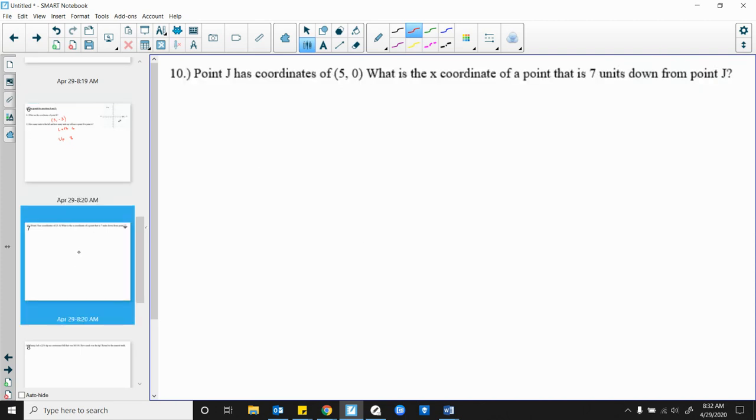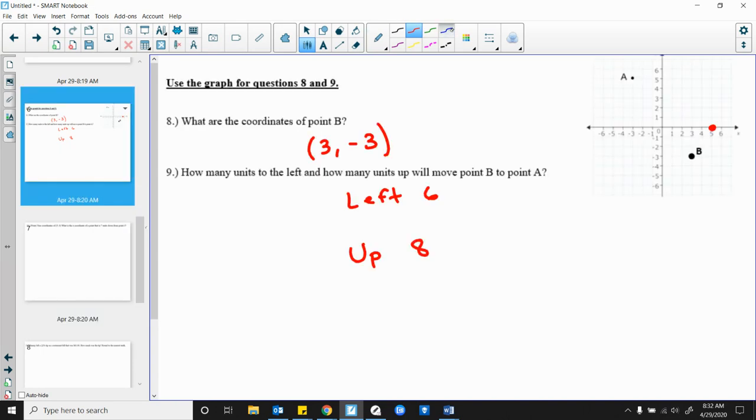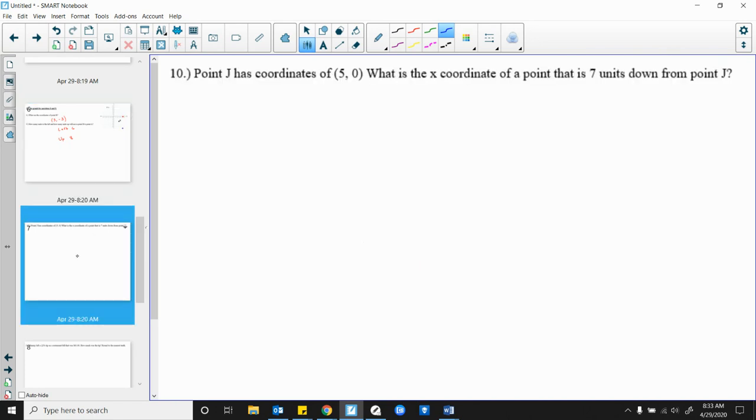Okay. And then what is the x coordinate of a point that is 7 units down? So let's go ahead and count 7 units down. 1, 2, 3, 4, 5, 6, 7. And put our new point. And it says, what is the x coordinate of a point that is 7 units down?